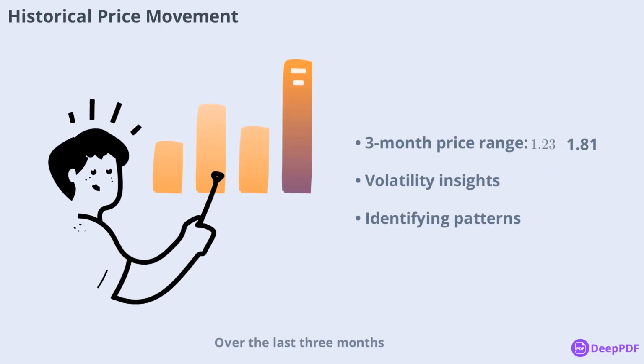Over the last 3 months, SNGX has experienced notable price fluctuations. The highest closing price during this period was $1.81, while the lowest was $1.23. These swings highlight the volatility present in the stock, which is important for traders to consider. By examining the daily open, high, low, and close prices, we can identify patterns and potential turning points. This historical perspective sets the foundation for understanding the current technical setup.